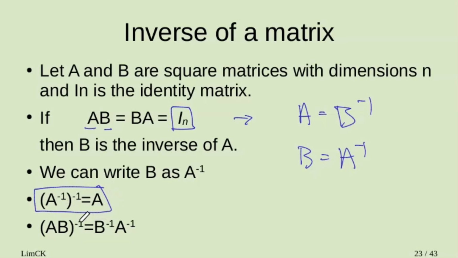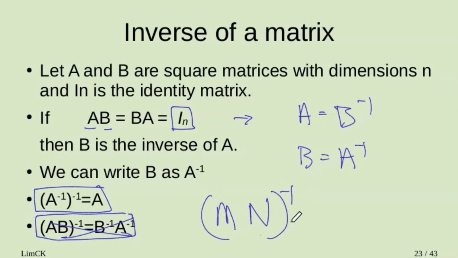Another thing is, if A and B are 2 different matrices, maybe I don't want to confuse you, so I use other symbols. M is a matrix, N is the other matrix. The inverse of the product of M and N is always equal to N inverse multiplied with M inverse.